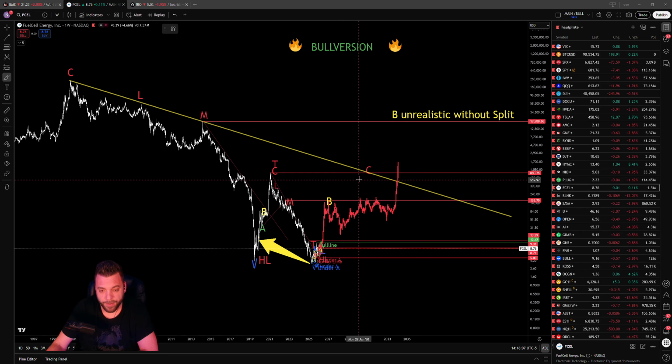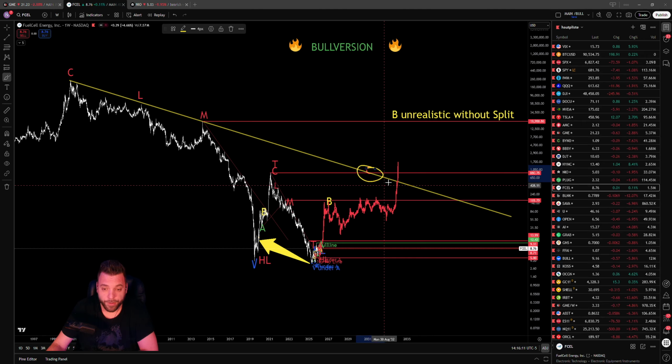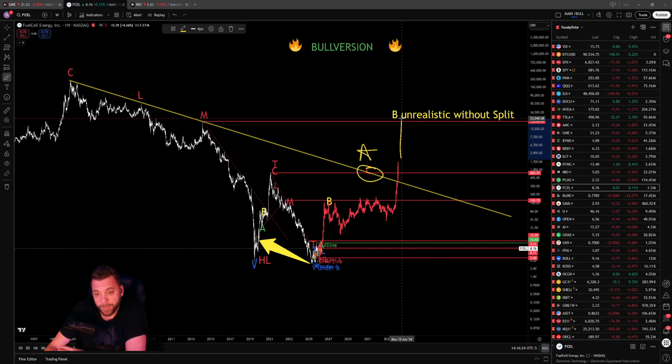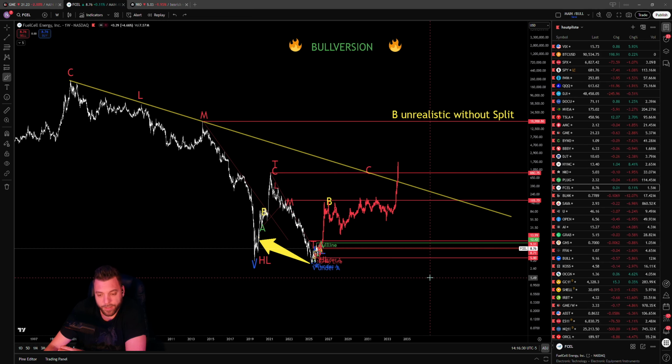Without a split, I think you will reject here. You won't go over it. You can go over here because this would be just A, and this would be our B, but you won't see your shares, one share at $20,000. No. If you go up here, you will see a split. Then it's possible. If not, you will reject here and die.